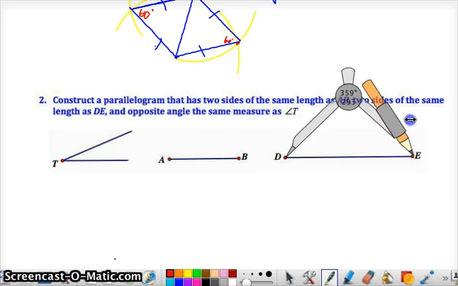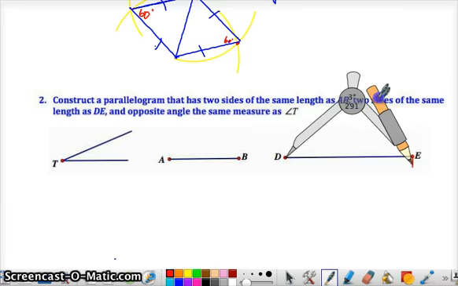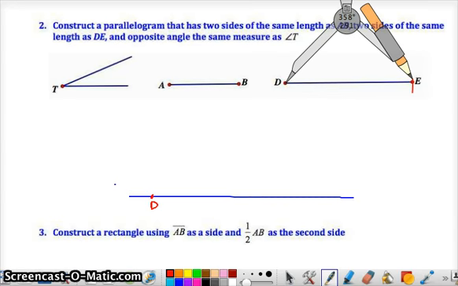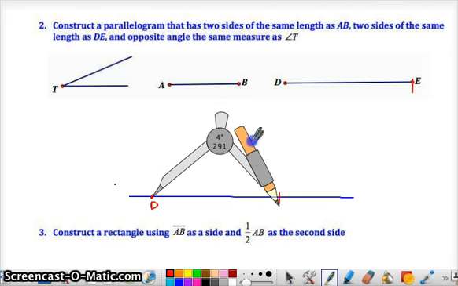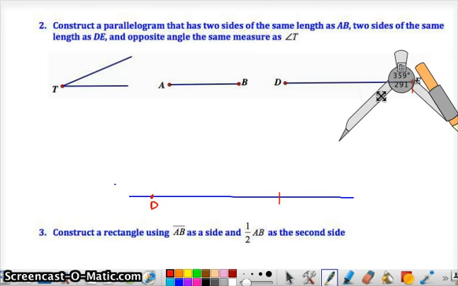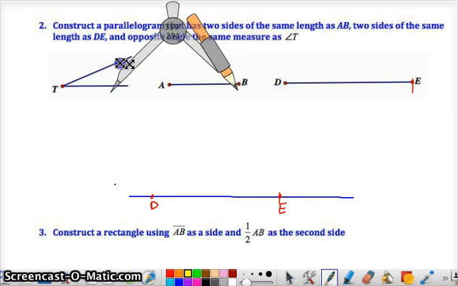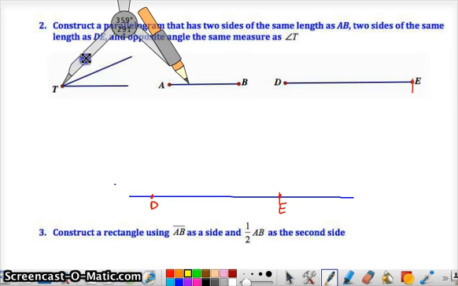So start with that segment, DE, right? I need to measure that. So I take my compass down here. I put a point D there. So now I know this is the same length as DE. So what do I do next? What should I do next? Well, I need to put this angle T in a corner. So I'm going to have to copy the measure of angle T.